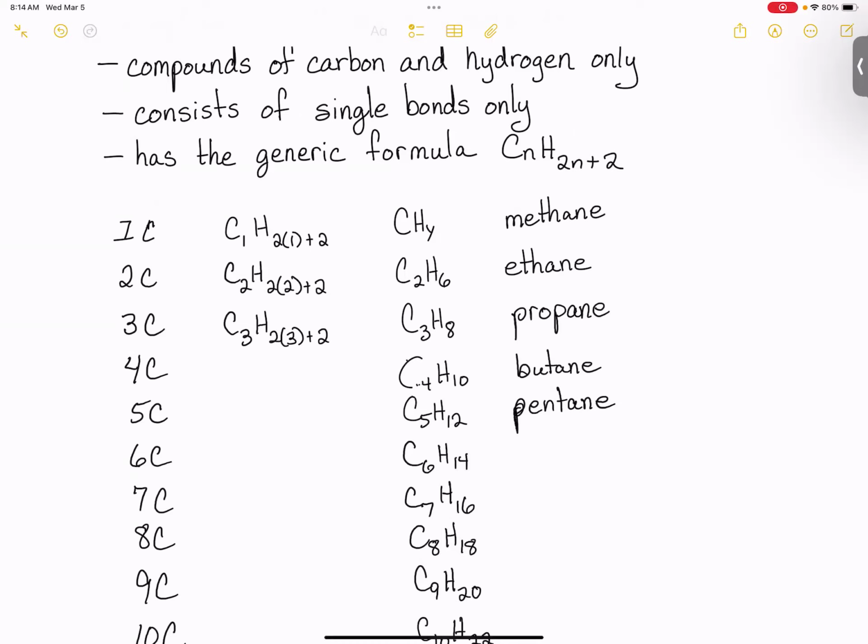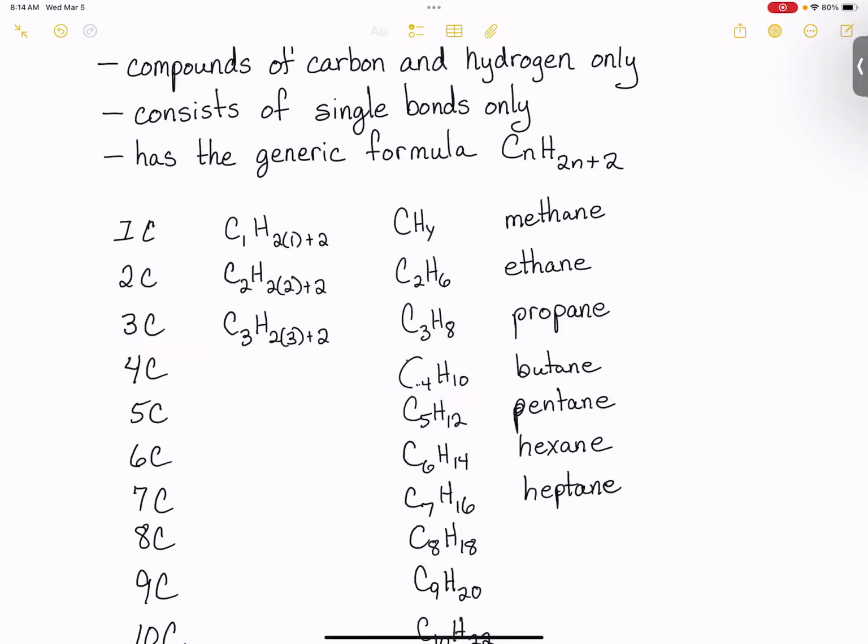The next one, C6H14, there are 6 carbons. A 6-sided structure is called a hexagon. Well, a 6-carbon alkane is called hexane. The next one has 7 carbons. A 7-sided structure is called a heptagon. The 7-carbon alkane is called heptane.